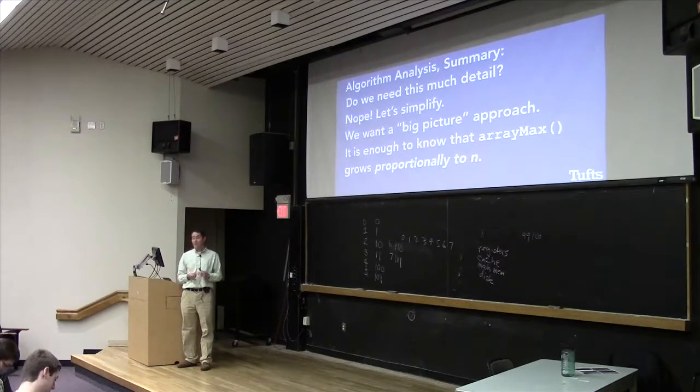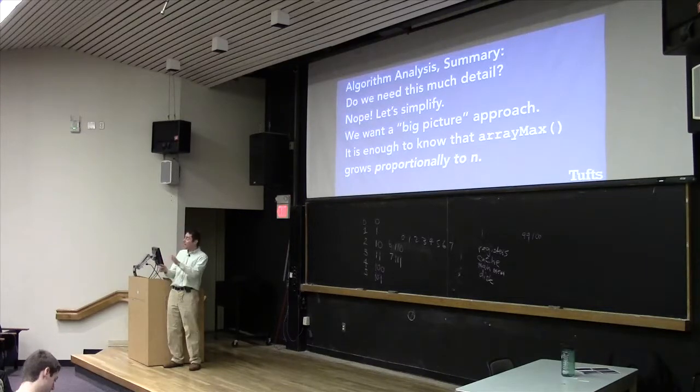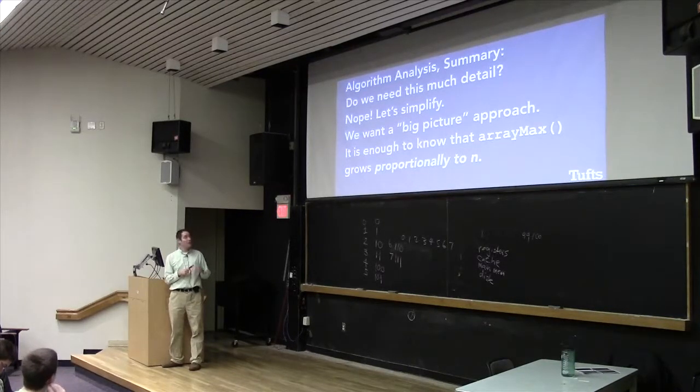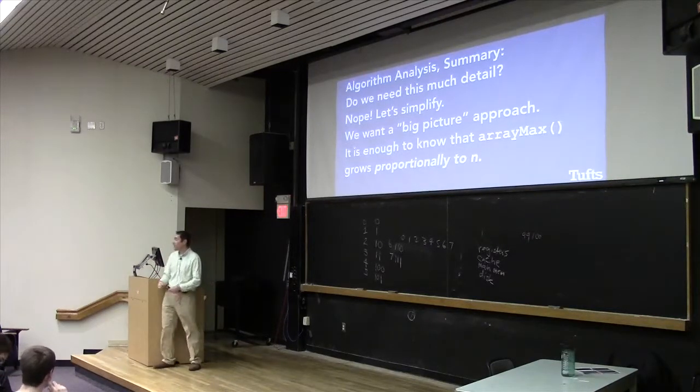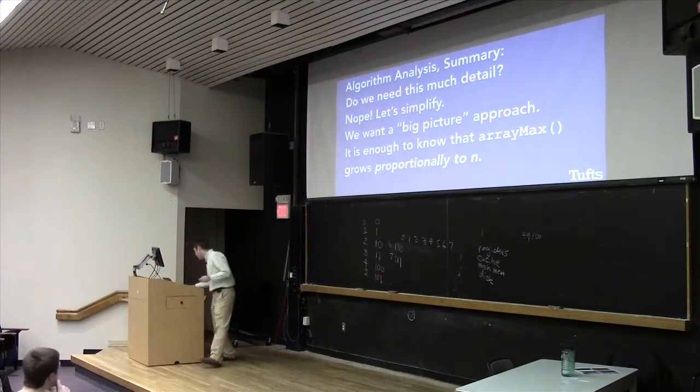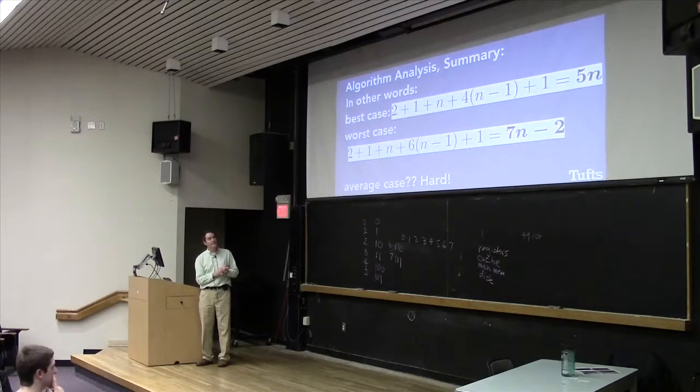But in the sense of array max, that we just looked at, all we really need to know is that as we add more elements to the array, on average, the time that it takes to do that algorithm grows proportionately with n. In other words, if you add 100 times more values, then it's going to be 100 times slower in the worst case. Why? Because the n, right up here, this 7n, is what wins out in this battle.